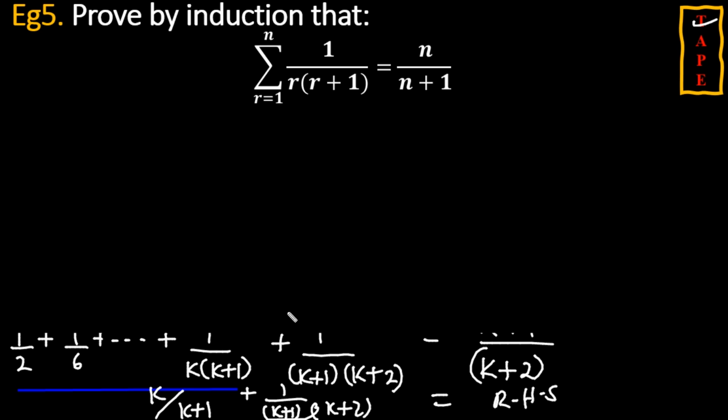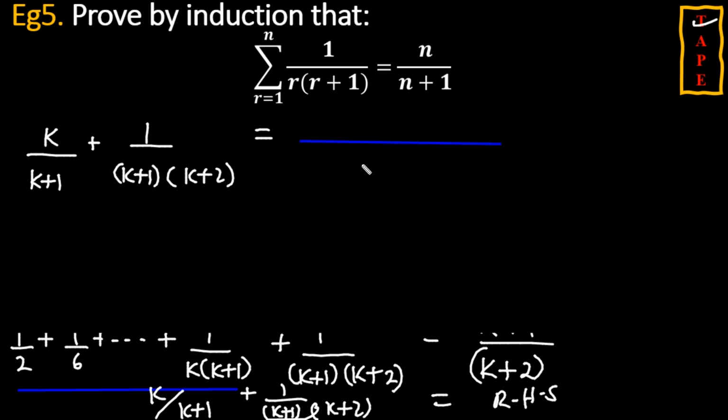So let's simplify the left hand side. Remember, we have it as k out of k plus 1, then plus 1 out of k plus 1 into k plus 2. Now we need to find the LCM of k plus 1 and k plus 1 into k plus 2. And this is automatically k plus 1 into k plus 2. So k plus 1 into k plus 2 divided by k plus 1, so we get k plus 2.